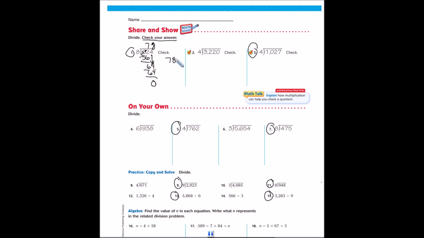So 78 times 8. 8 times 8 is 64. Carry my 6. 7 times 8 is 56. Plus 6 is 62. So I have 624 here, 624 here. My answer checks, and I can move on to the next problem.